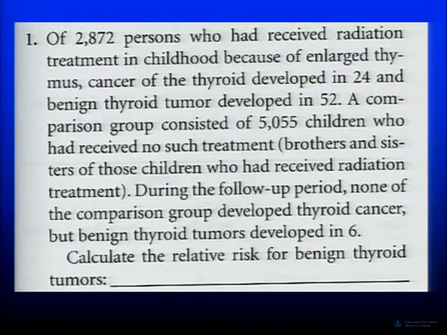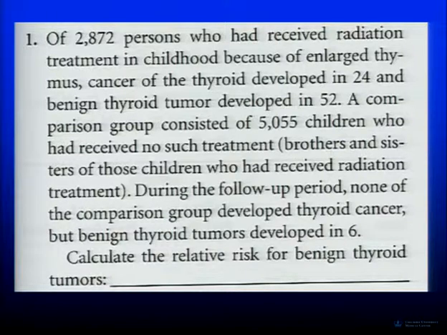And then what is the same thing for the group that was not exposed to radiation? 6 cases out of how many? Out of 5055. So this is going to be equal to, I think it's 0.00116869, something like that. So what would we do in order to get the relative risk? Right, you divide them, right? So if you divide these numbers, you end up with something around 15.2. So 15.2 is the answer here.